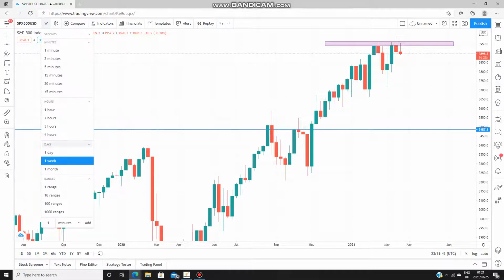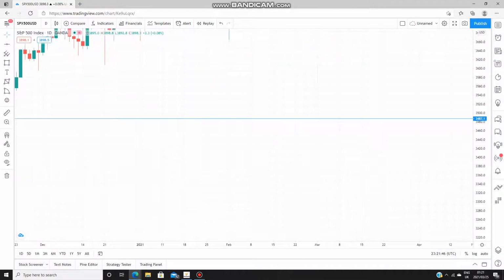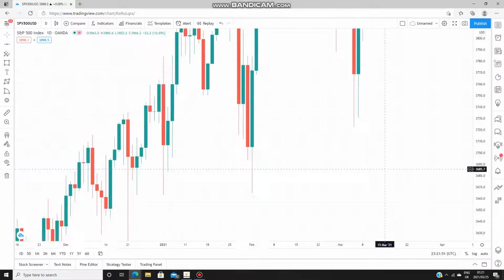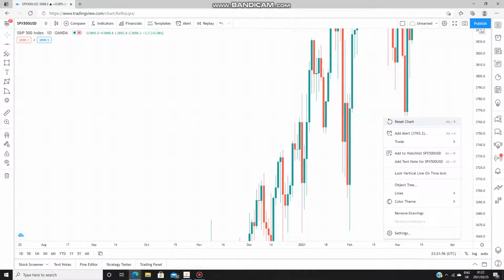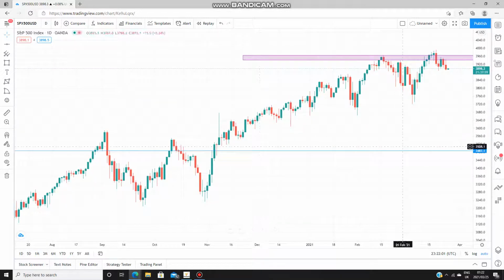So let's go to day one. Let's see if there are any opportunities. Can you spot something on day one? I'm gonna zoom out a bit. Yeah. So guys, as you can see, the rectangle acts as my resistance level. It's quite valid also on the day one time frame.